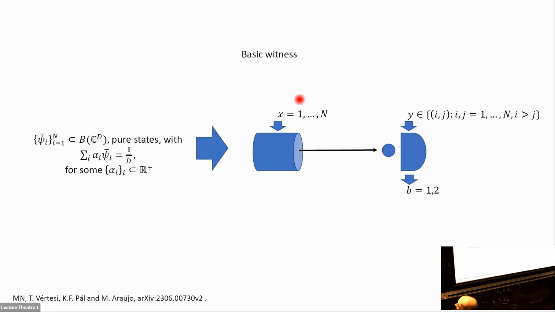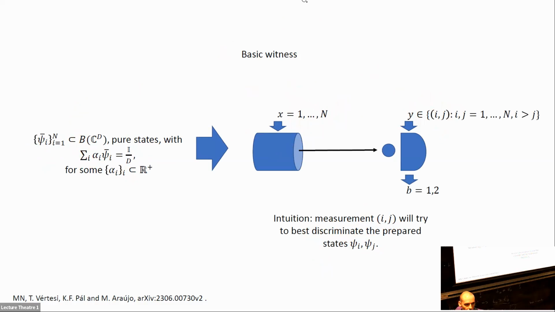Then I can think of this scenario. This is a prepare-and-measure scenario with n preparations, and of order n squared measurements. And intuitively, okay, there's a measurement for each pair of states. And intuitively, each of these measurements will try to best discriminate these two states. This is intuition.